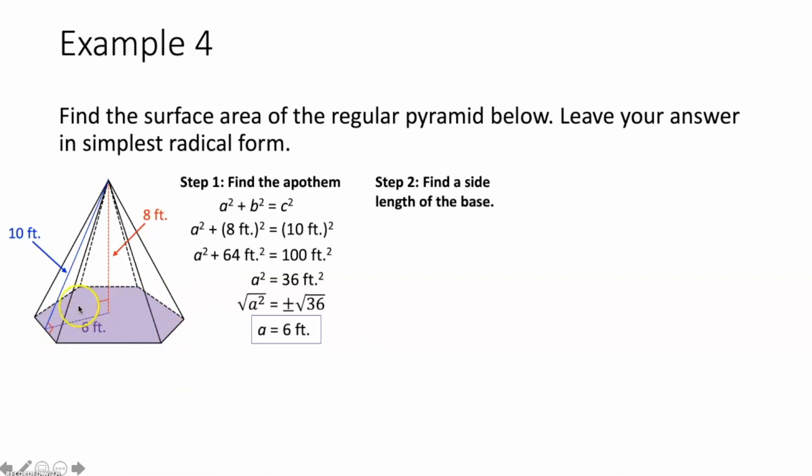So what I'm going to do is I'm going to redraw our base over here, which is a regular hexagon, and I'm going to create a central angle. Now remember, a central angle is an angle formed by the center of your regular hexagon and the endpoints of one of the sides. So I'm going to draw the center of this regular hexagon and draw line segments connecting the center to the endpoints of one of the sides. Now I have created a central angle. Next, I need to find the measure of that central angle.